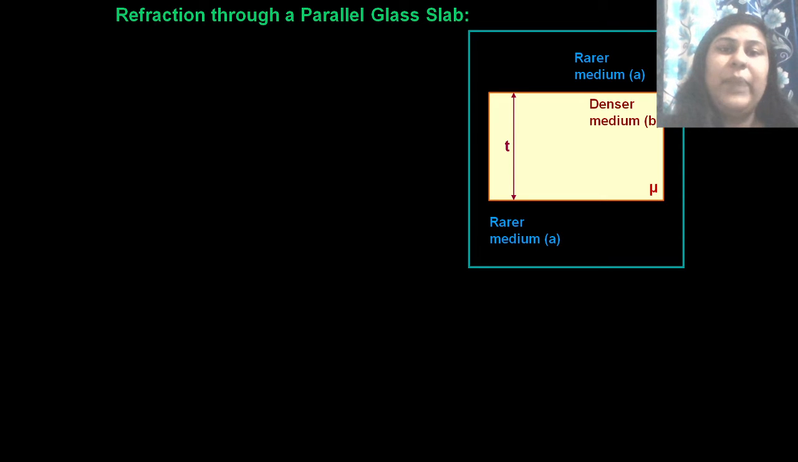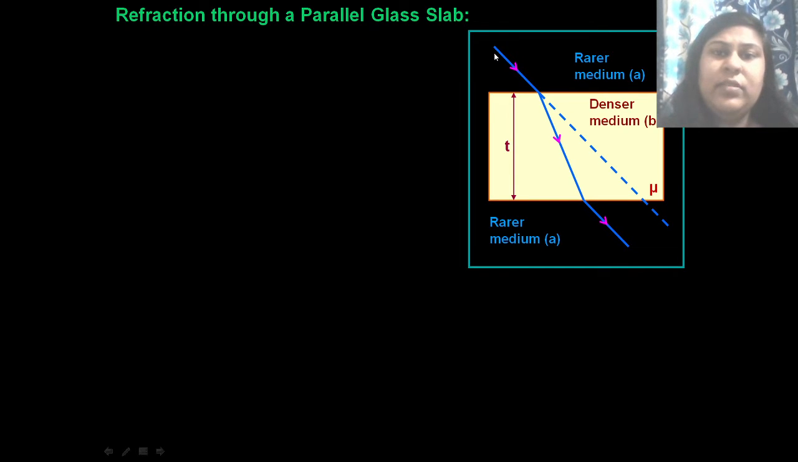Now refraction through a parallel glass slab. This is the parallel glass slab. This is the rare medium A, denser medium B, and the rare medium A again. Let me consider the refractive index of the second medium as mu, and the width of the parallel glass slab as t. If any ray is incident, it goes in this direction.